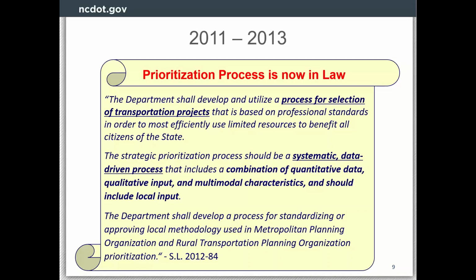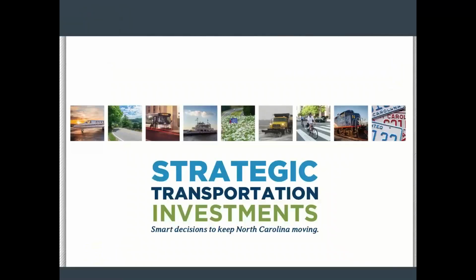And then in 2013, STI, the law, was formally passed, and we started operating under that law within the department. And it literally changed how we select transportation projects. It said we must have a systematic and data-driven process. It must be a combination of quantitative and qualitative input, be multimodal. A lot of good aspects came from that law. So STI stands for Strategic Transportation Investments. You'll often hear us refer to the different cycles and rounds as P1, P2, P3, P4, P5, P6. We are currently in P6, Prioritization 6.